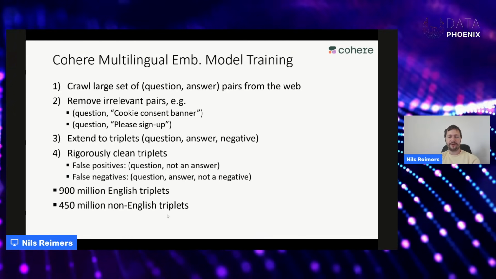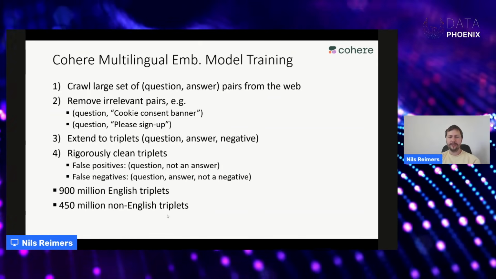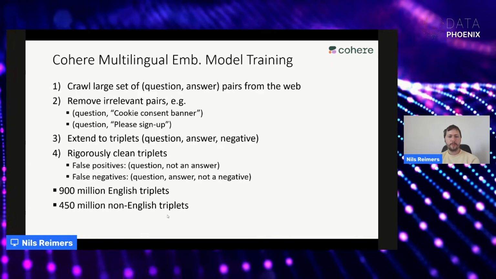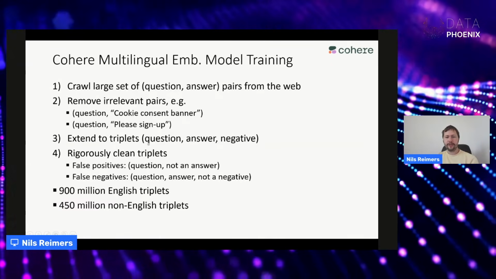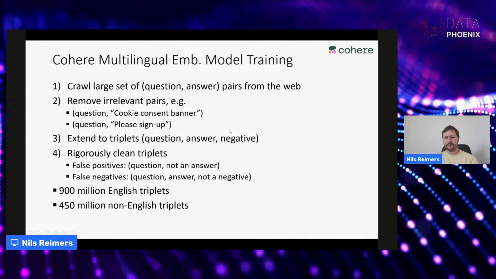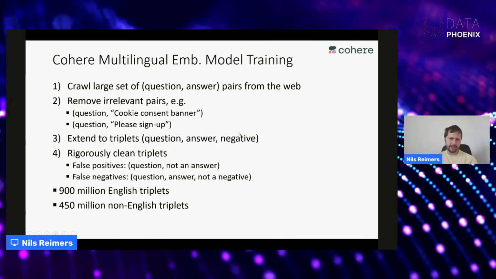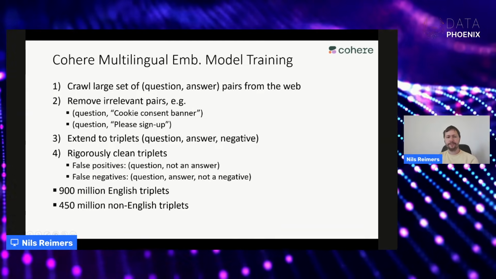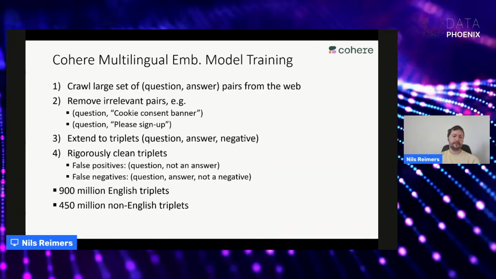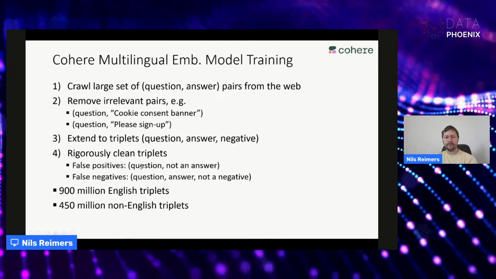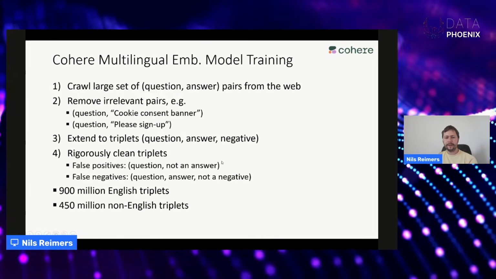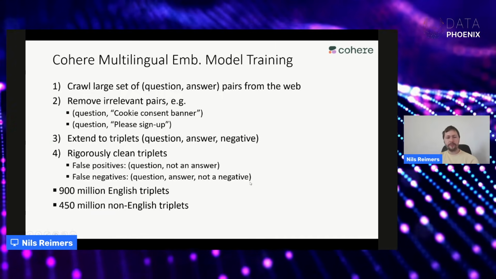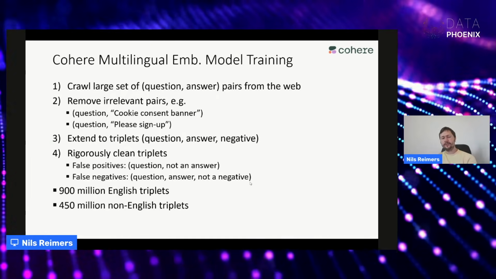What types of irrelevant pairs might you get in a lot of different languages you're not familiar with? We extend this to triplets, where we say, this is a question, this is the answer, and this is something that looks like the answer to the question, but is not really the answer. And then we clean the triplets of false positives, where the negative is not a negative, but also an alternative good answer to the question.